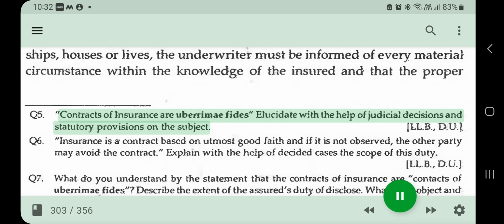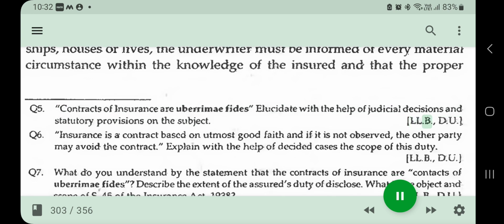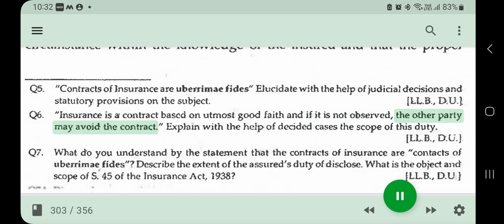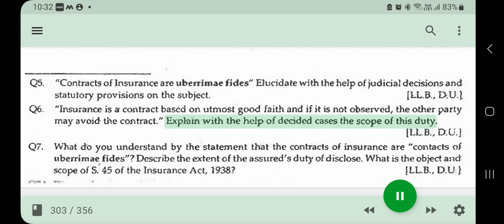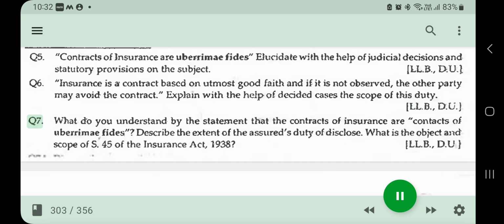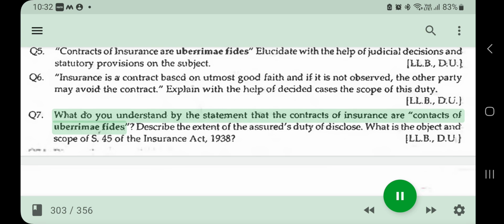Q5. Contracts of insurance are uberrimae fidei, elucidate with the help of judicial decisions and statutory provisions on the subject. Q6. Insurance is a contract based on utmost good faith, and if it is not observed, the other party may avoid the contract. Explain with the help of decided cases the scope of this duty. Q7. What do you understand by the statement that the contracts of insurance are contracts of uberrimae fidei?